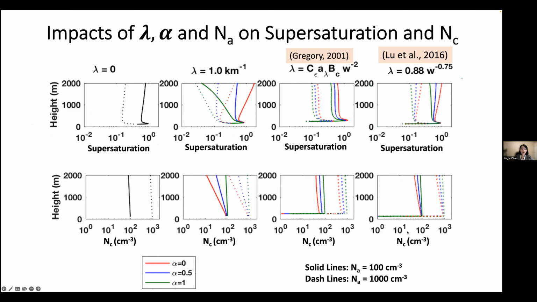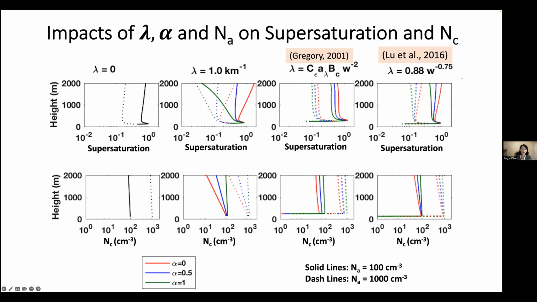Now I'm showing the impact of lambda and alpha together, and also with N_a, on the supersaturation and the N_c. First, the top row shows the supersaturation. The first figure shows lambda is 0. The solid and the dashed lines are from two cases. The solid line is from the clean case, and the dashed line is for the polluted case. When lambda is constant, as we showed in the previous slide, the supersaturation either increases with height or decreases with height, depending on the different alpha values.